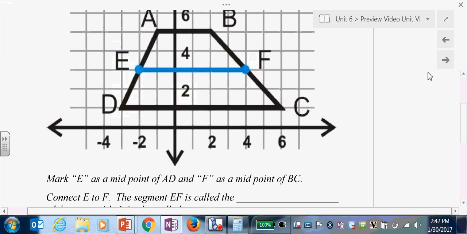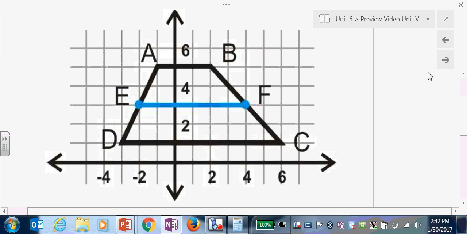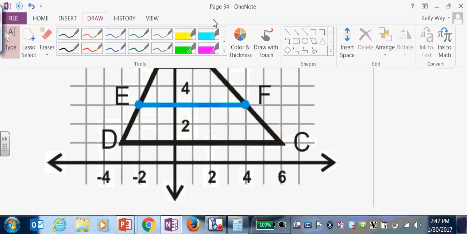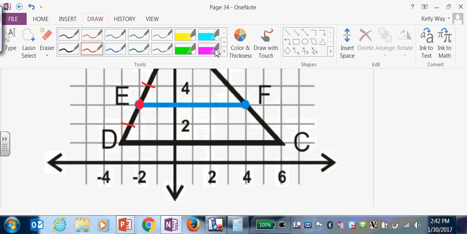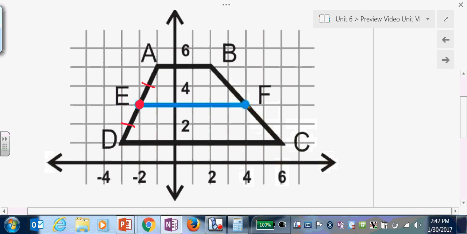There's a couple other things here. Here we have an isosceles trapezoid. E is a midpoint here on one leg, so hatch mark, put E. And F is a midpoint going the other direction. Hatch mark, F. Double hatch mark because it's your second set. When you connect the midpoints, this segment is called a median.